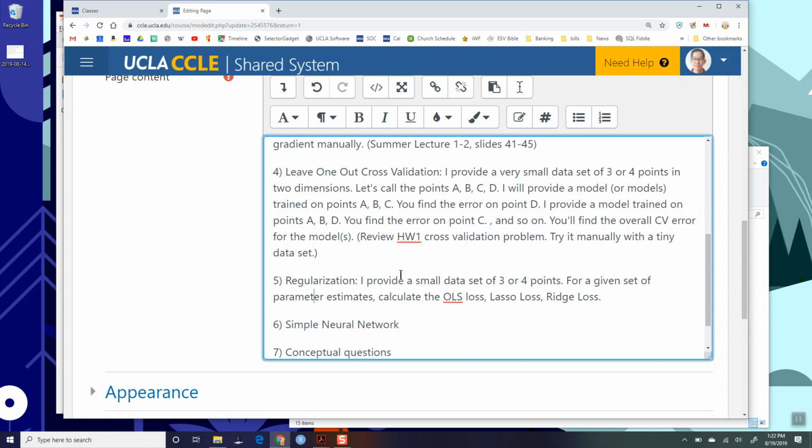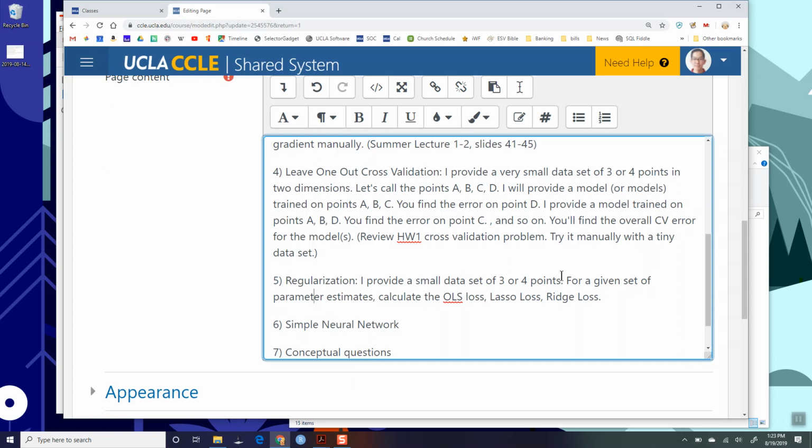So far, so good? Okay. And then number 5, a regularization problem. I'll provide another small data set, 3 or 4 points. And then I'll ask you to find the ordinary least squares loss, the lasso loss, the ridge loss, okay? So I'll give you the data points and maybe some parameter estimates.